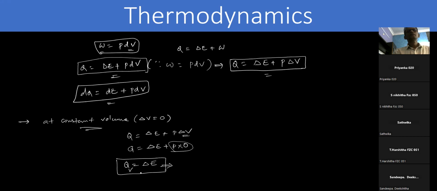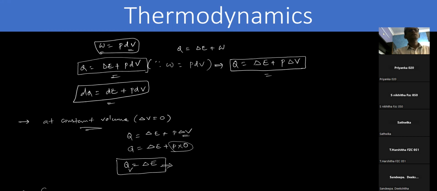Did you understand? QV equals delta E. What? Q is the heat absorbed by the system at constant volume, which is only used to increase internal energy, but not work. Okay. This is the first case.